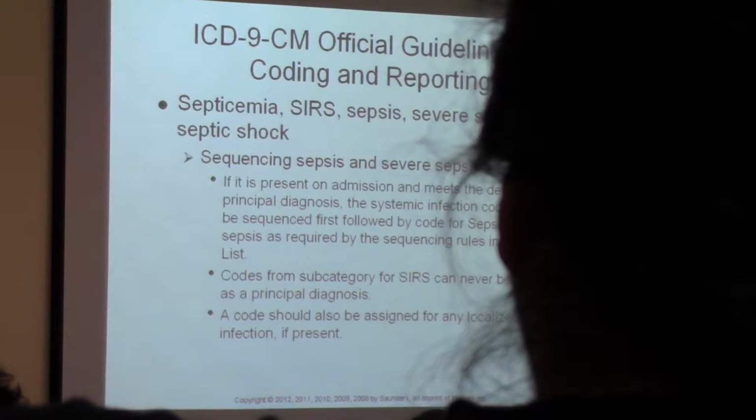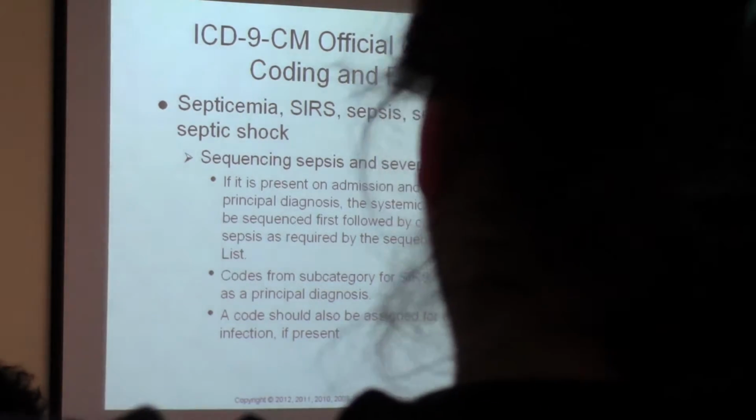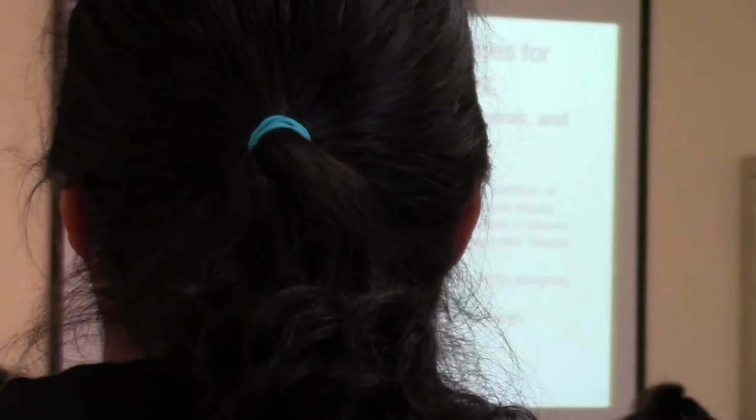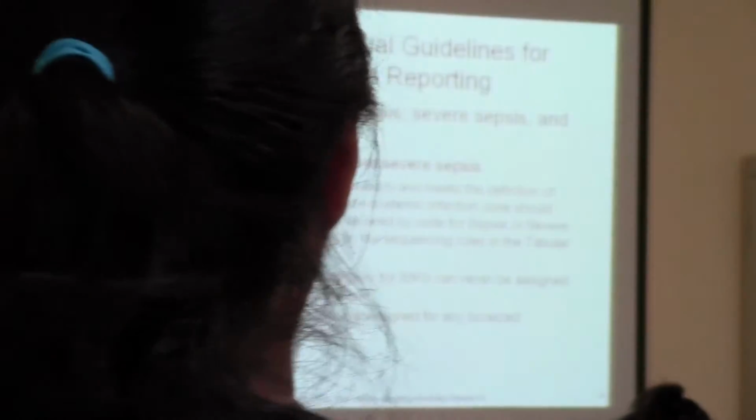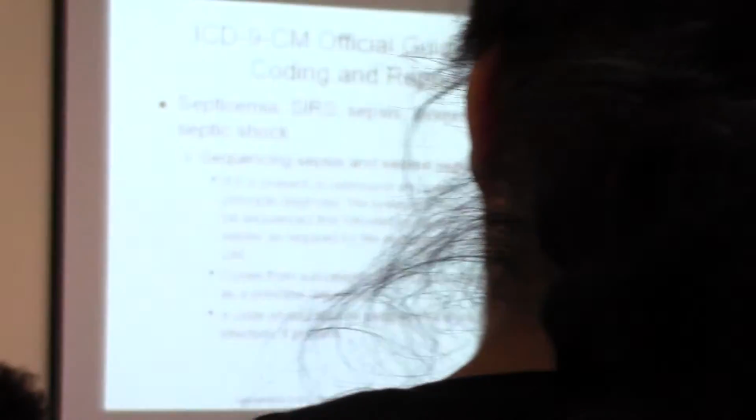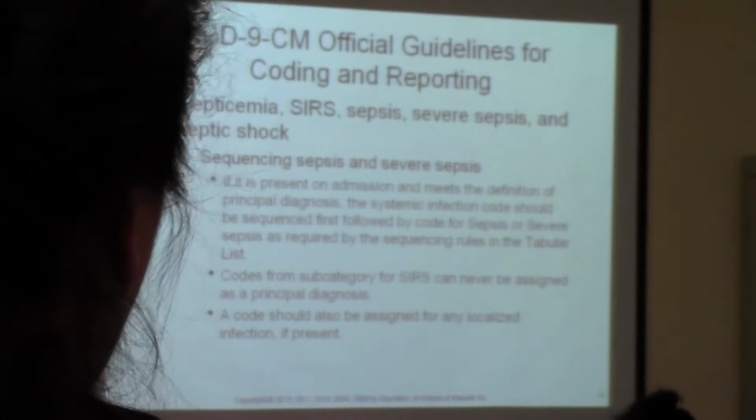Why doesn't the SIRS show up in here? There we go. Okay, if it is present on admission and it meets the definition of principal diagnosis, the systemic infection code should be sequenced first, followed by the code for sepsis, severe sepsis, as required by the sequencing rule. So patient comes in, they have no idea they have sepsis or SIRS. The doctor says they have pneumonia, and they also determine that they have SIRS too when they're admitted. You're gonna wanna sequence SIRS, sepsis. That's gonna be first, and then you sequence your pneumonia with that, or whatever the other condition that they have.